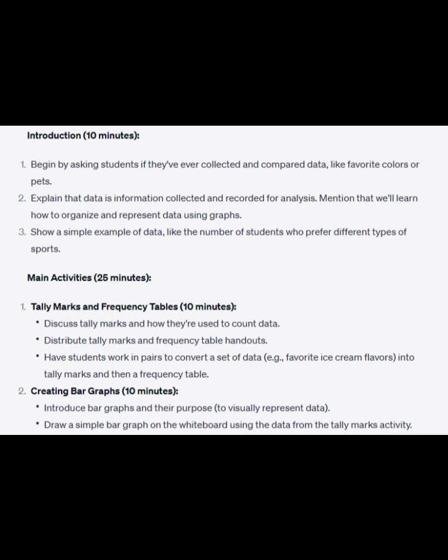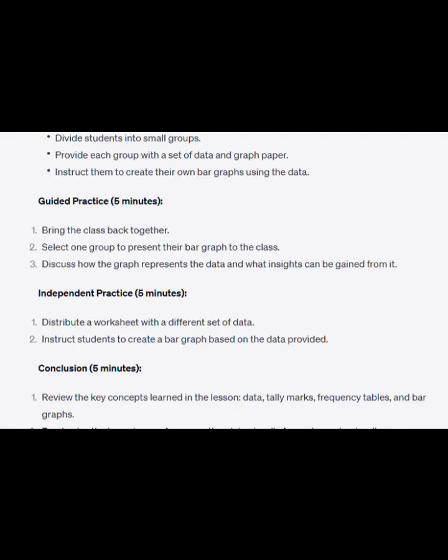Introduce bar graphs and their purpose: to visually represent data. Draw a simple bar graph on the whiteboard using the data from the tally marks activity. Divide students into small groups. Provide each group with a set of data and graph paper. Instruct them to create their own bar graphs using the data.